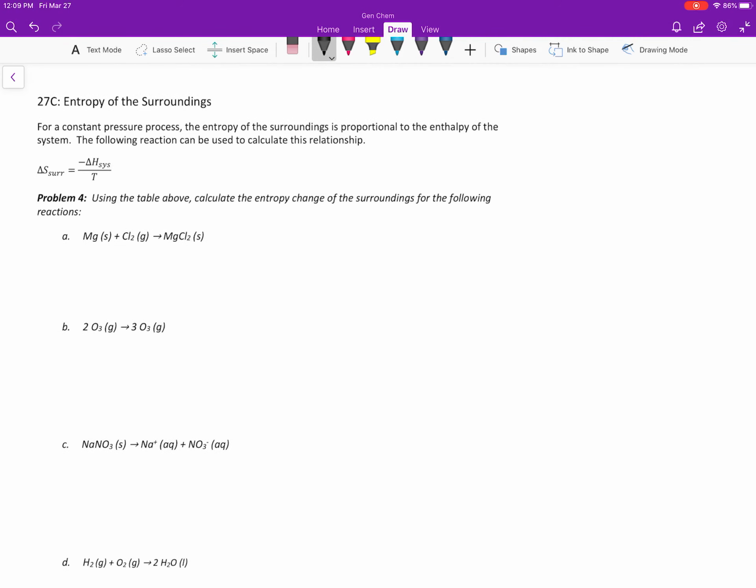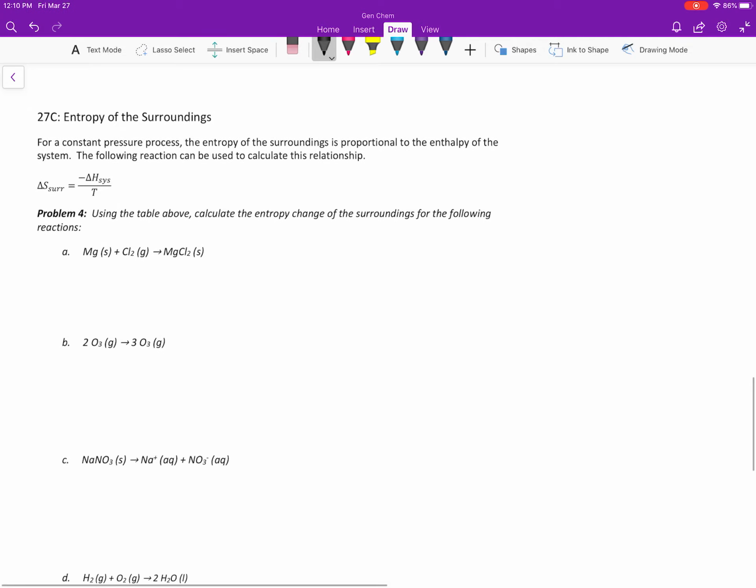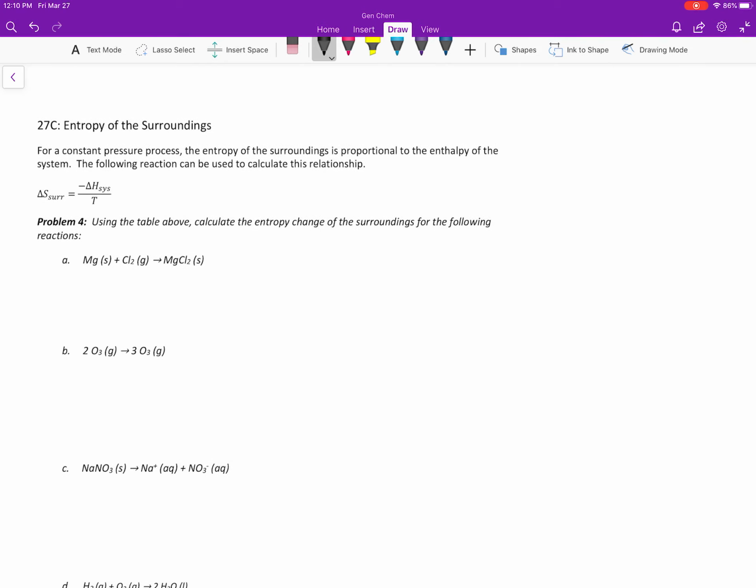All right, entropy of the surroundings. We're going to do the first one, and I'm going to let y'all do the last 3 because in order to finish this particular part, you do need the value from the previous equation, or you'll have to calculate something about the previous equations. So it says for the constant pressure process, meaning pressure is going to stay the same. So let's write delta P, change in pressure, is 0. The entropy of the surroundings is proportional to the enthalpy of the system through the following equation. Okay? So you need to know this equation.